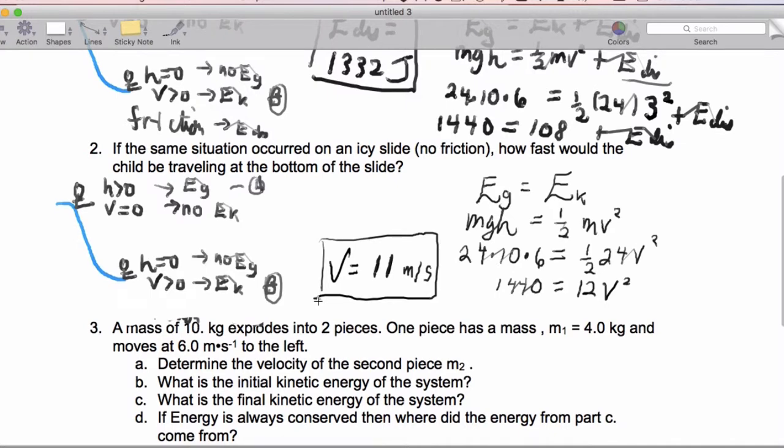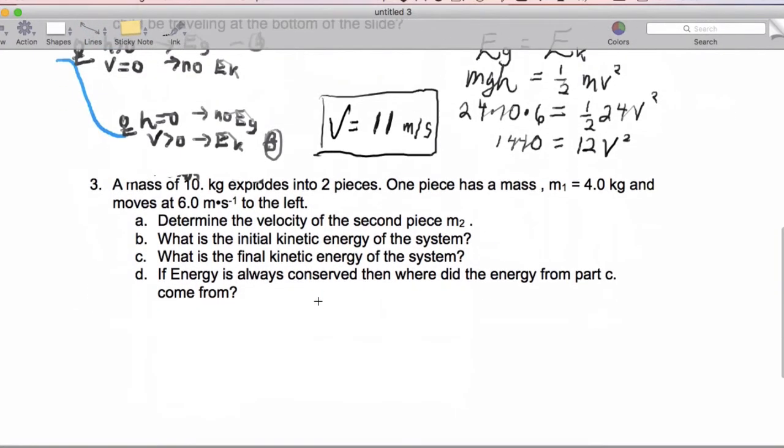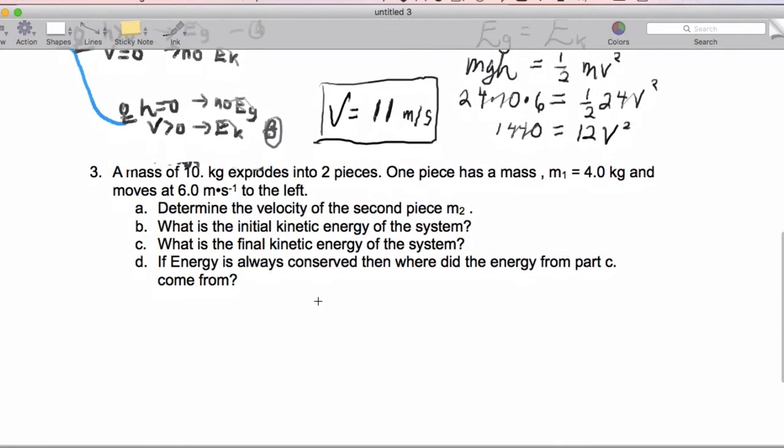All right, so that's question number 2. Question number 3 is a little bit of a trickier question at first. And I think the confusion here was simply keeping it simple. So here we go. For part A, this is a conservation of momentum problem. So we have a mass of 10 kilograms explodes into 2 pieces. One piece has a mass of 4 kilograms, the other has and moves 6 to the left, and we want to determine the velocity of the second piece.